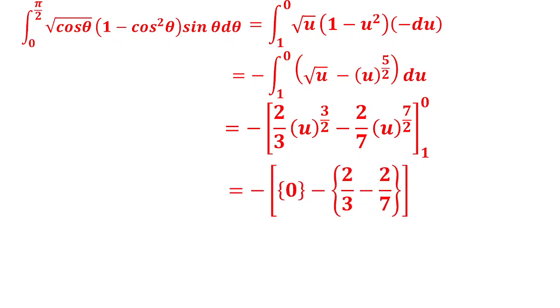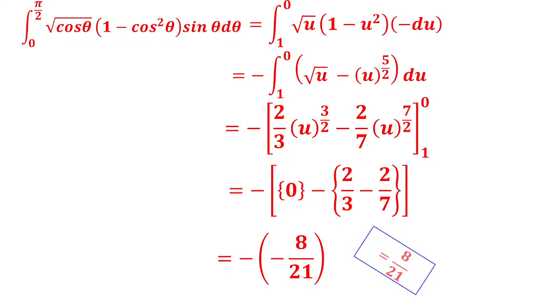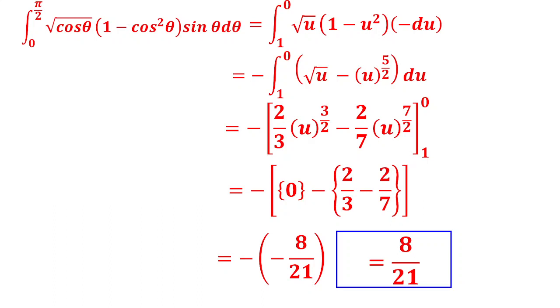So I am putting upper limit minus lower limit. Be careful. Here upper limit is 0, lower limit is 1. Therefore when you put 0, it will become 0 minus. If it is 1, then u power 3 by 2 or u power 7 by 2 will become 1 only. 2 by 3 minus 2 by 7. When I take 21 as the LCM, it will become 8 by 21. Therefore, the answer is 8 upon 21. Don't worry about that lower limit and upper limit. After some time we are going to see one property. Whenever the lower limit is a smaller number and the upper limit is a bigger number, there will be a minus sign. Okay, we will see it later. As it is, I have just done it without changing the limits on top.